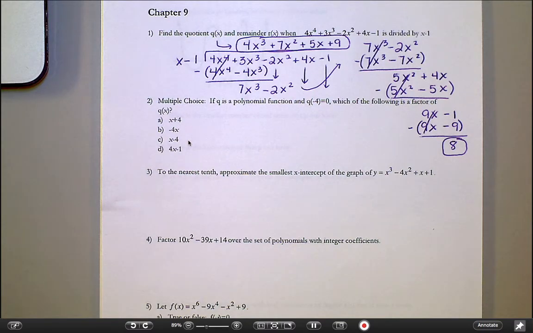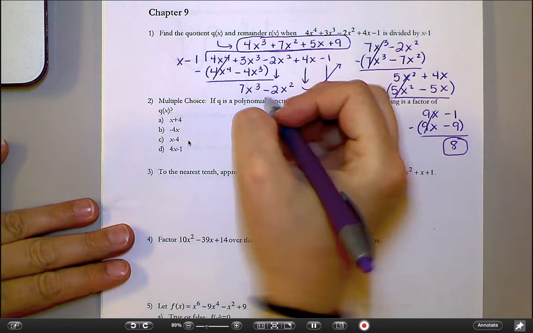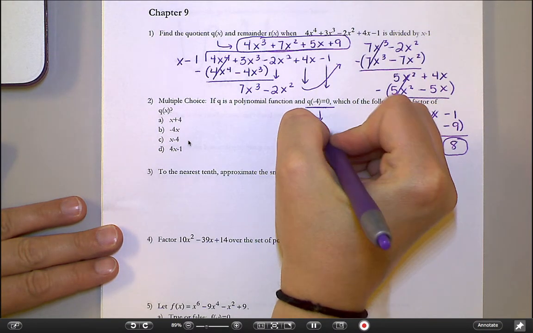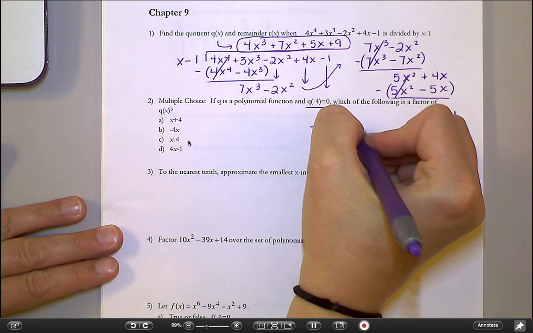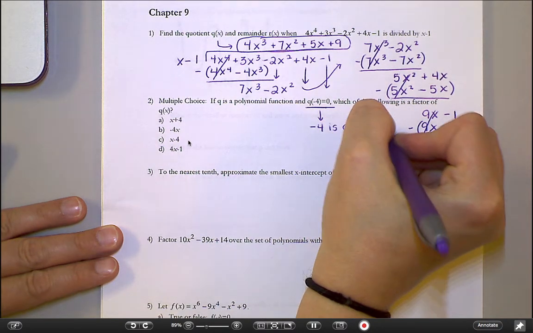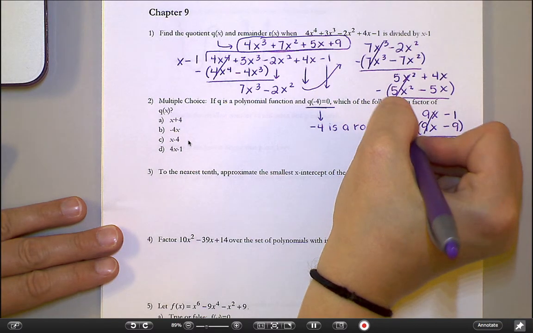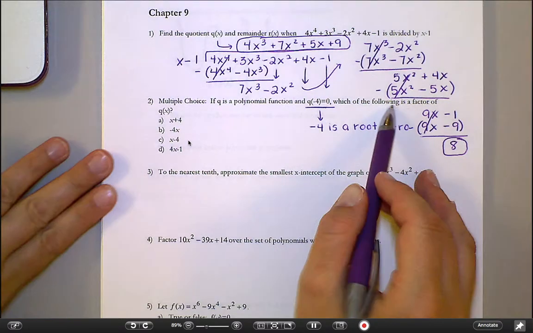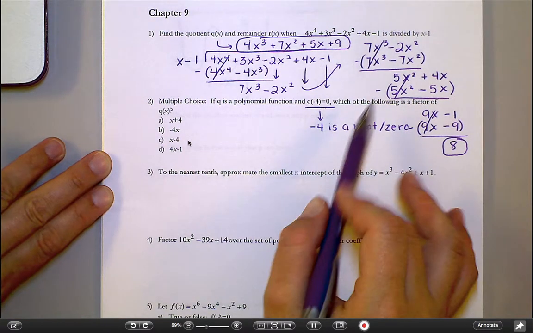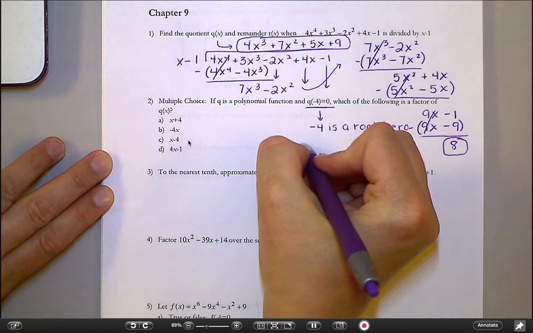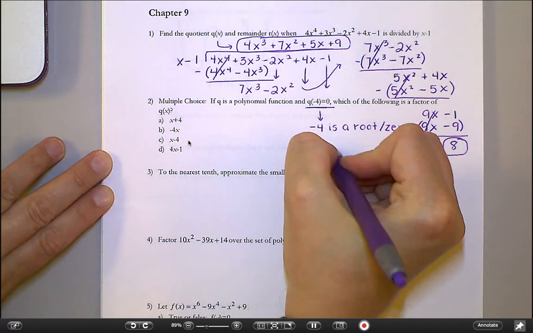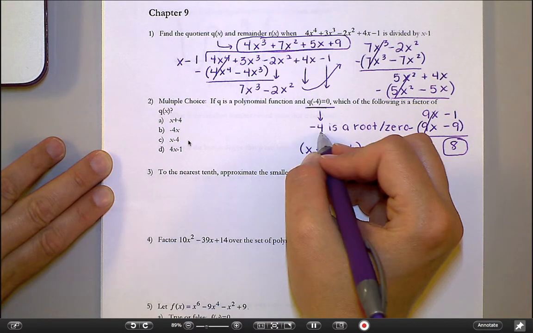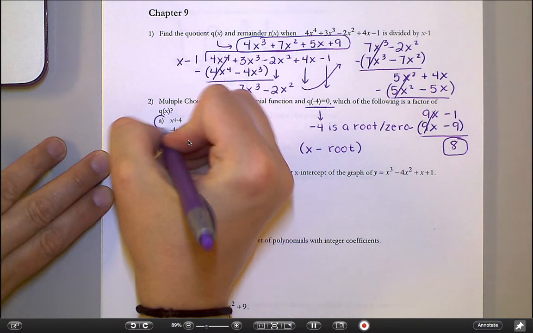If q is a polynomial and q of negative 4 equals 0. Now this right here is telling me that negative 4 is a root or a 0. Remember, those words really mean the same thing. Okay? Negative 4 is a root slash a 0. Then what would a factor be? Well, the factors are always written as x minus whatever the root is. So we would end up doing x minus negative 4, otherwise known as x plus 4.